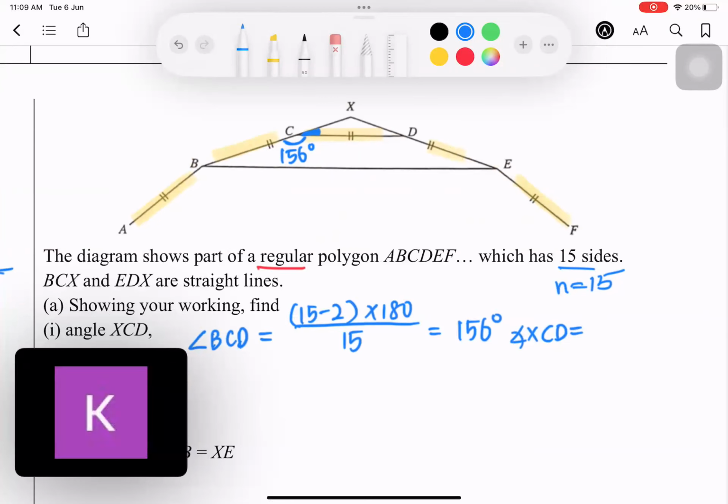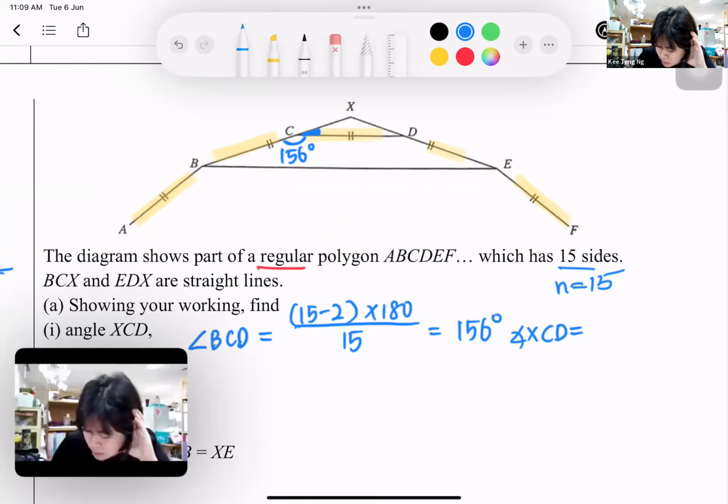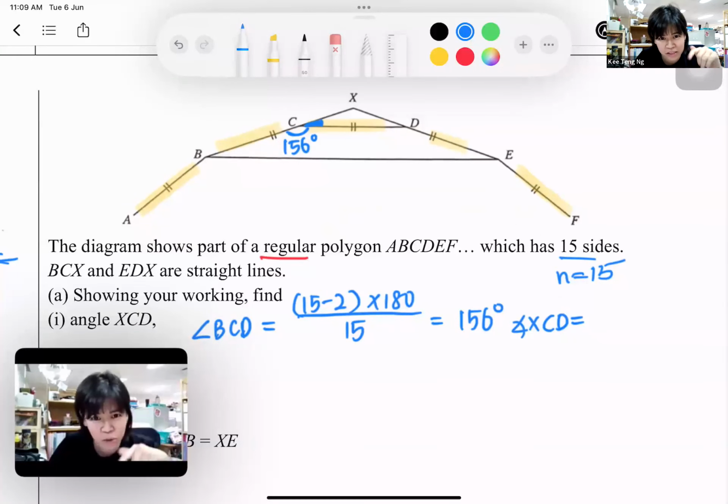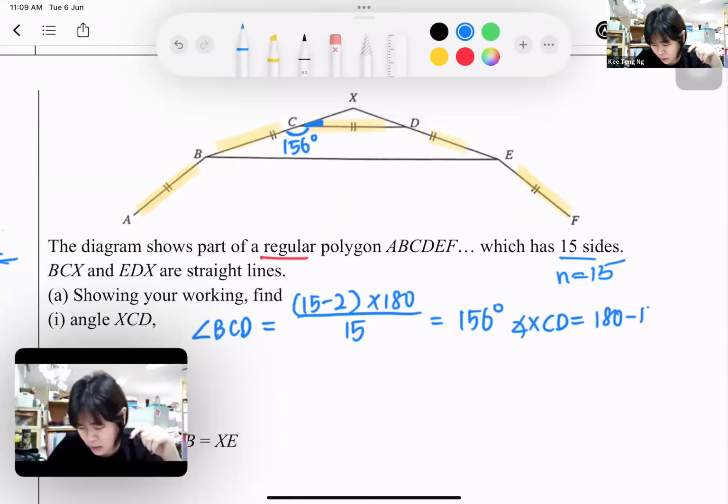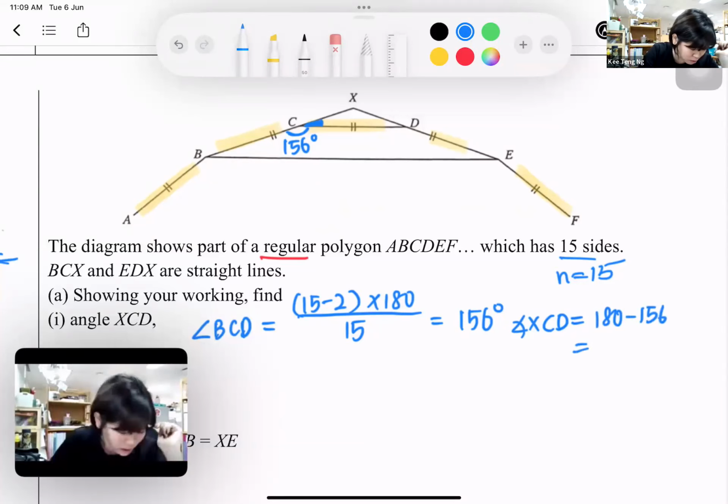360 divided by 15. Oh, you're finding the exterior angle straight away. Oh, that's a shortcut. So clever. I didn't think of the shortcut. Why did I do the long way? Okay, sorry. I'll do your method later, okay, Kaushik? Very good. But now I found this one to be 156. What is the exterior angle? 180 minus 156.